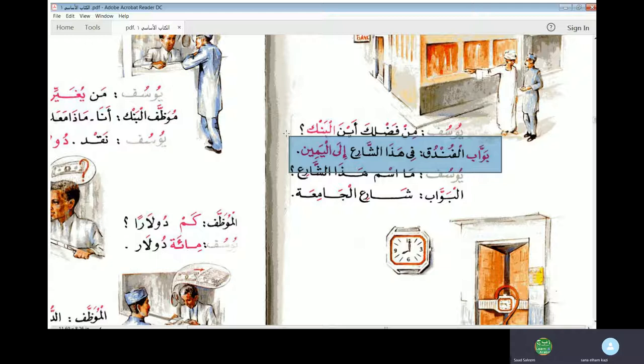Fi hadha shari, in the street. Ilal yamini, on the left or right? On the right. On the right side.